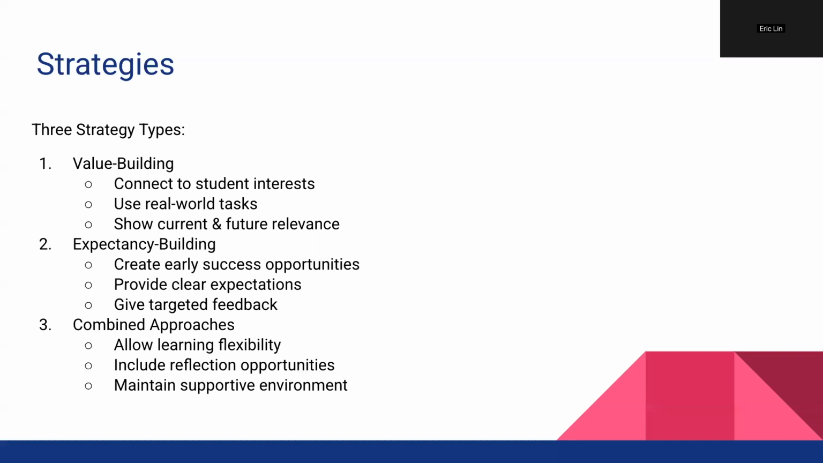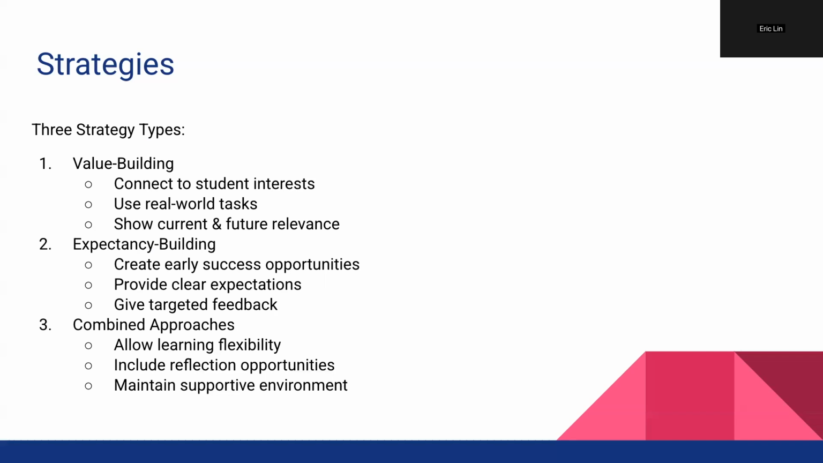with the material. For example, in a statistics course, using data from current events or student interests makes abstract concepts more meaningful. The second type involves expectancy building. By structuring early opportunities where students can experience success, providing crystal clear guidelines about what's expected, and giving specific actionable feedback, we help students build confidence in their ability to succeed. Think of it as creating stepping stones that lead to larger achievements.